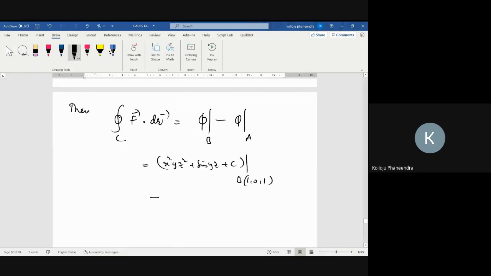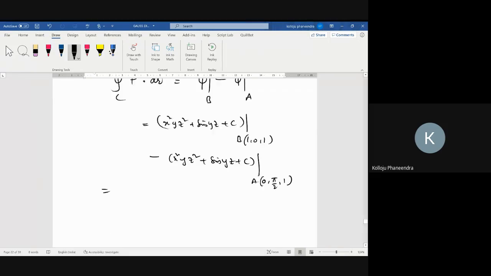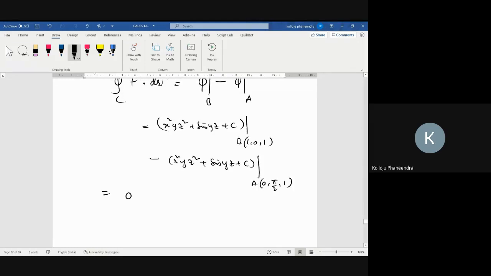101 minus x square yz square plus sine yz plus c, at the point 0 comma pi by 2 comma 1. So what does this imply? Now y is 0, so this part is 0 plus c will be there, minus. Here x is 0, so 0 plus sine yz, sine pi by 2 is 1, will be there, done, plus c is there. So minus 1 is the answer.